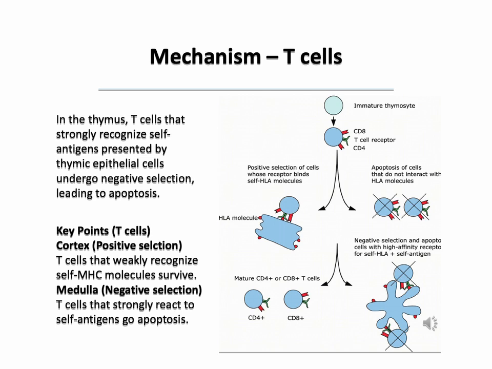Then, in the medulla, negative selection takes place. T cells that strongly react to self-antigens are induced to undergo apoptosis. This two-step selection process ensures that mature T cells can recognize self-MHC but do not strongly react to self-antigens.